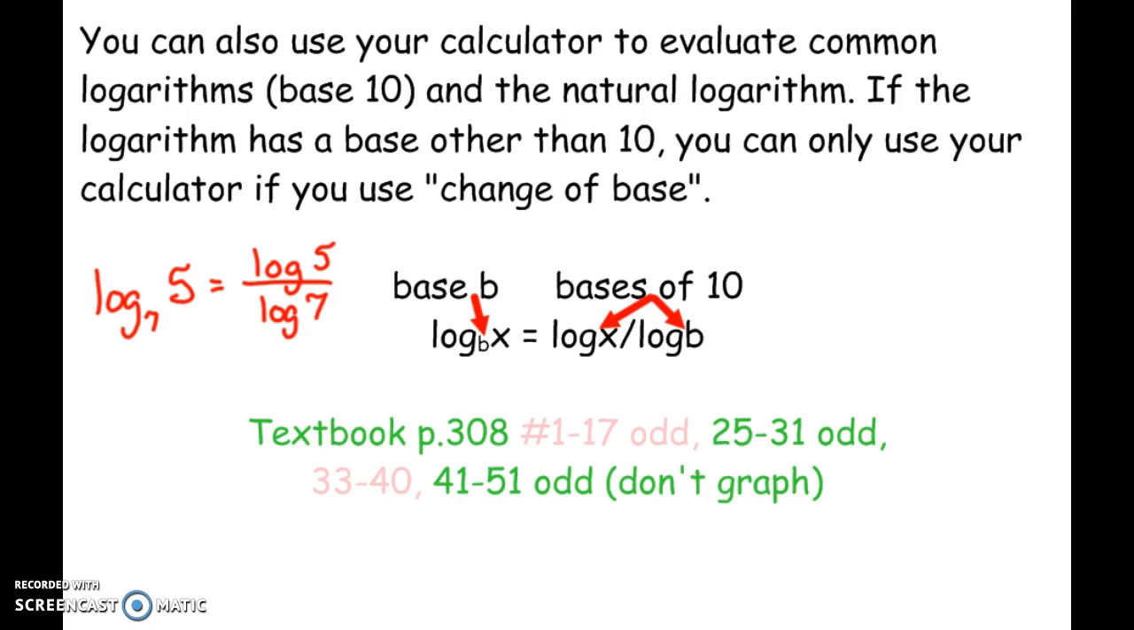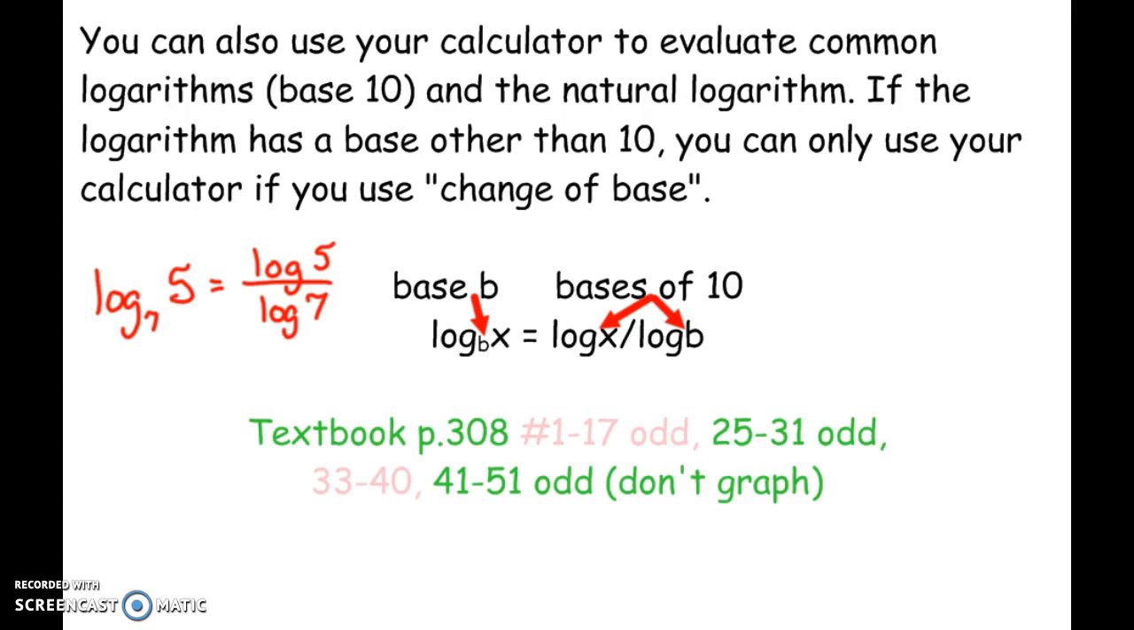If you have a base other than 10, we call this using the change of base. So if we have something like log base b of x, for example, log base 7 of 5, we can evaluate that in our calculator using the common log. You would type it in as log of x divided by the log of the base. I call it the log of the big number over the log of the base. So on the left side you've got base b, on the right side you're using the common log of base 10.